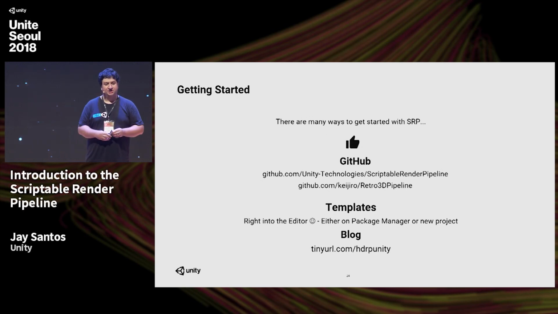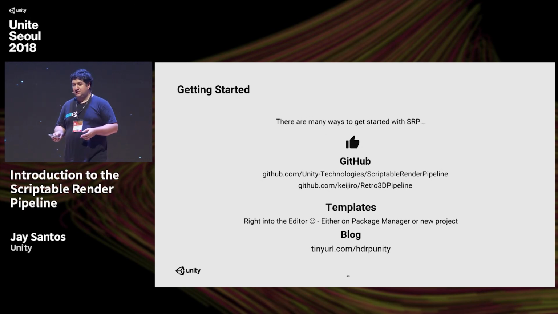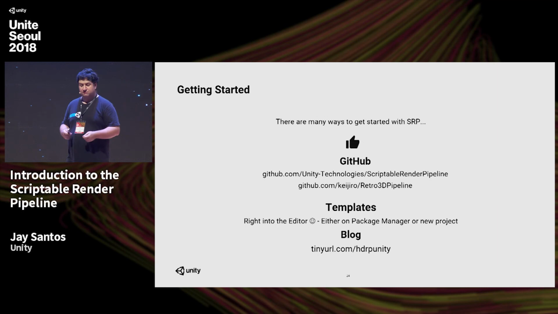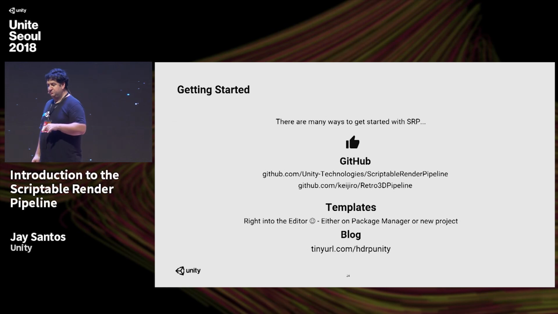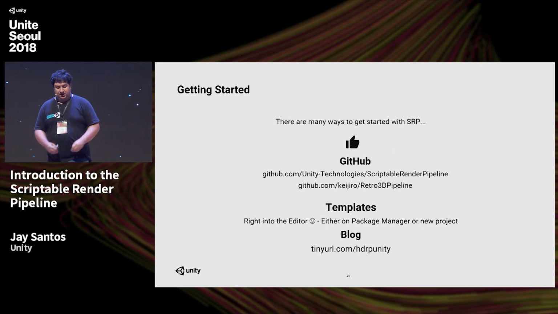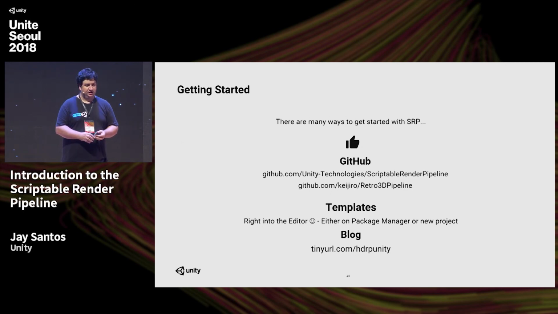I highly recommend you guys check it out. And the best way to get started is getting the LWRP, getting the HDRP, tinkering with it for a little, and checking out all the stuff that you can customize. As I said, the templates, the LWRP and the HDRP, are available in the package manager. Just download them and start working with them. And finally, we have recently made a blog post with a lot of comparisons between the HDRP and the LWRP, and with a little bit more details on how the SRP work. You can find it at tinyurl.com/HDRPUnity.